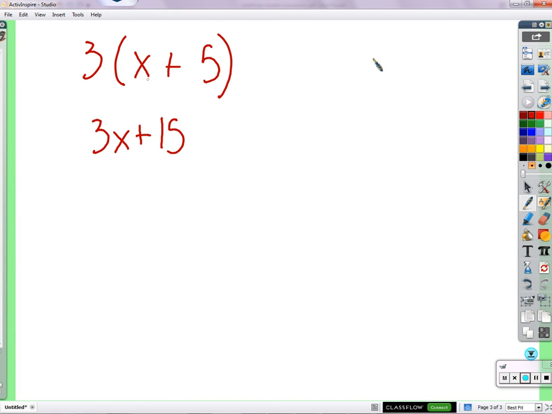Right. But then I asked you, what about 3 times x times 5. Should I multiply the 3 by the x and by the 5? No. Why not? Sean? Because the x and the 5 are being multiplied. Okay. So why shouldn't I multiply the 3 by the x and the 5? You're saying they're being multiplied. I guess you mean they're not being added. Yeah. But why not?